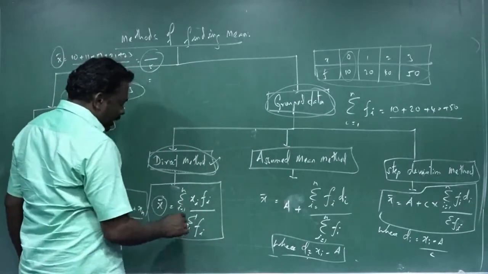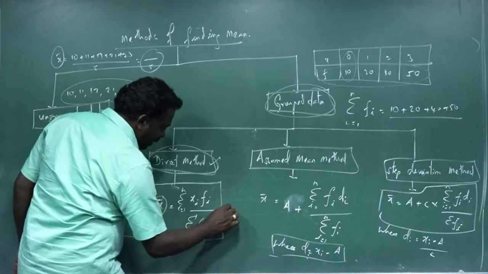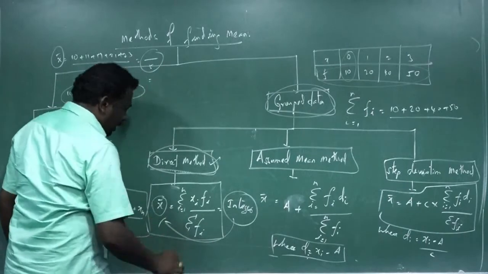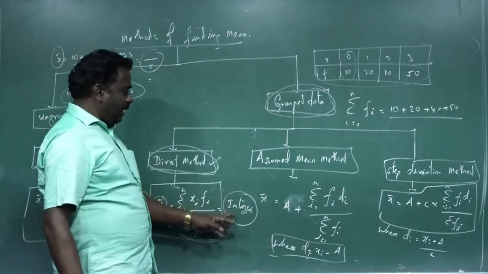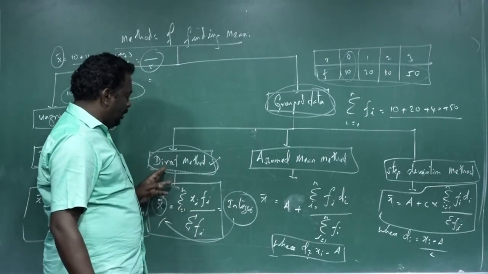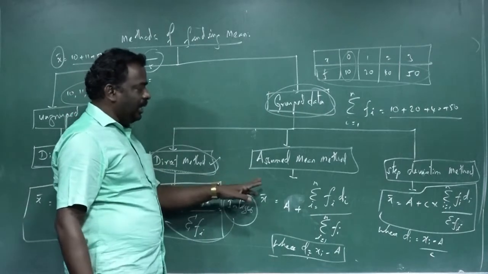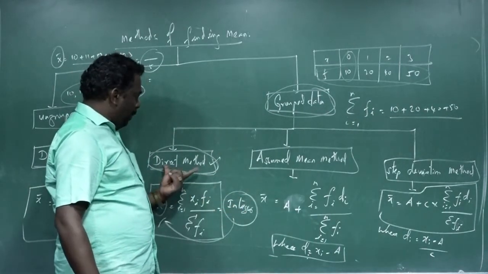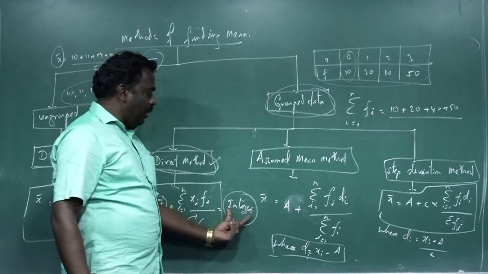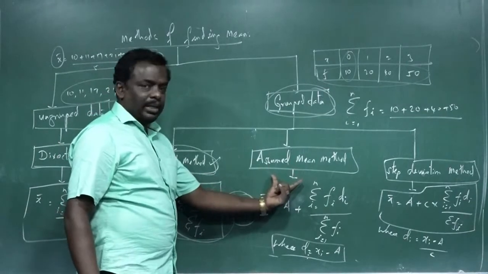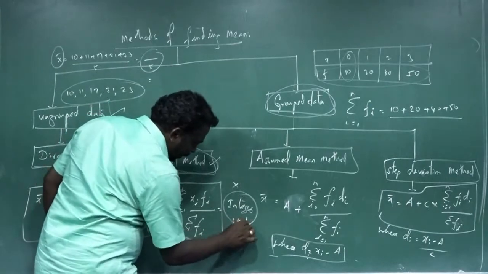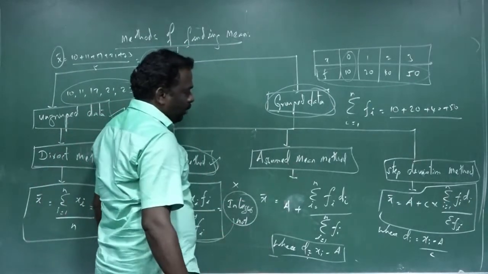The second is the assumed mean method. In the direct method, the arithmetic mean is obtained only when it is an integer. If the arithmetic mean is not an integer, there is no chance to find it by applying the direct method. Just move to the assumed mean method. If your mean is not an integer, then we find the arithmetic mean by applying the assumed mean method.